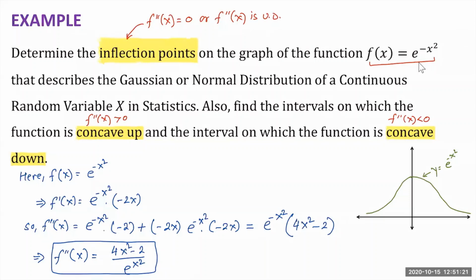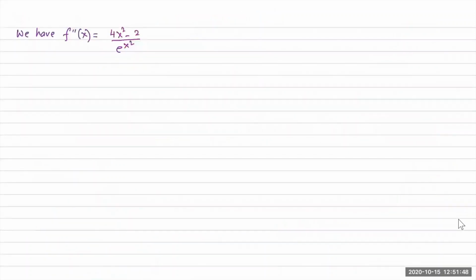Now, if you look at this function f of x equal to e to the negative x squared, the graph is also here. You can clearly see that the domain of this function is from negative infinity up to infinity. That means this function is satisfied by all real numbers. It will not take imaginary values, but it will take all the real numbers from negative infinity up to positive infinity. And we have the second derivative equal to 4x squared minus 2 over e to the x squared. In order to find the inflection point, we check where this is 0 and where this is undefined.